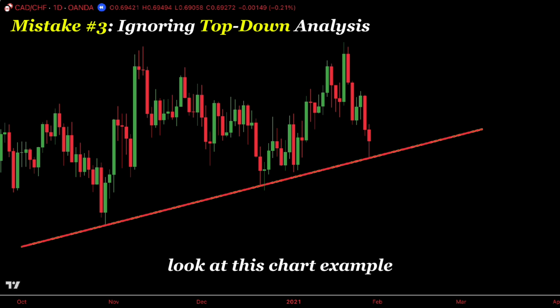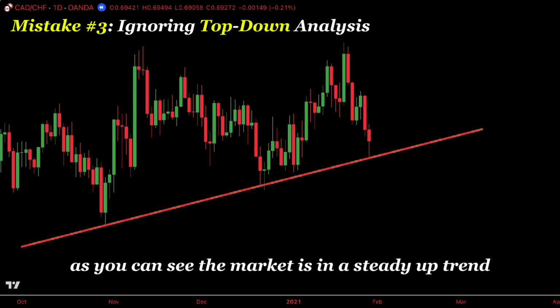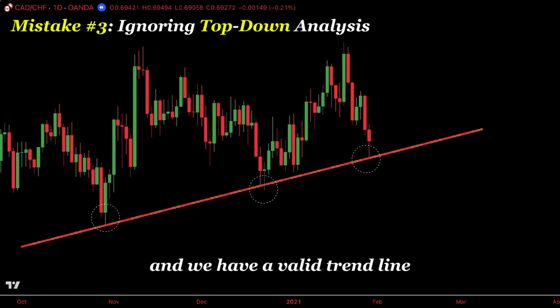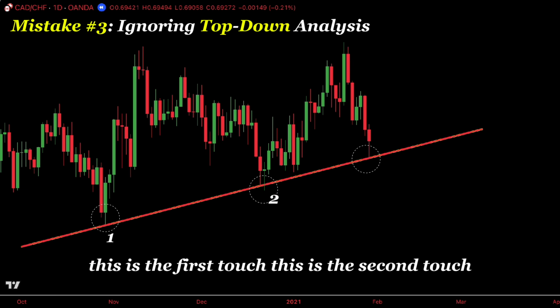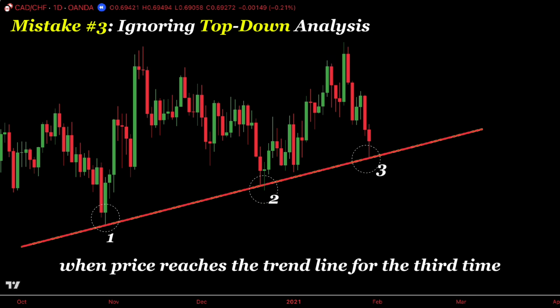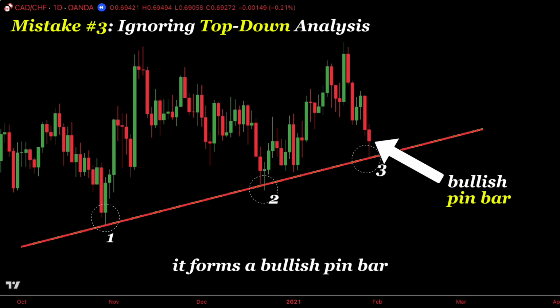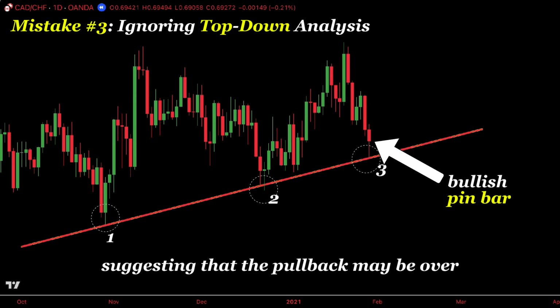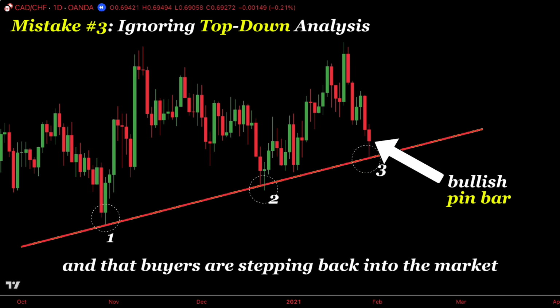Look at this chart example. As you can see, the market is in a steady uptrend, and we have a valid trend line. This is the first touch, this is the second touch, and this is the third touch. When price reaches the trend line for the third time, it forms a bullish pin bar, suggesting that the pullback may be over and that buyers are stepping back into the market.